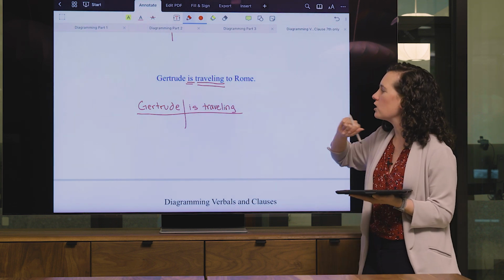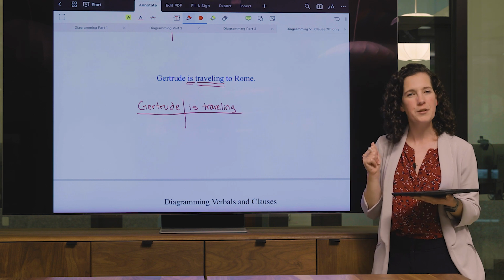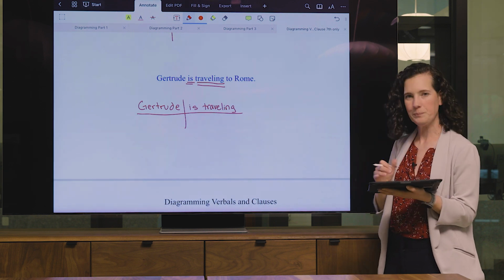So in this case, traveling is just a verb. To Rome is a prepositional phrase that describes our verb, but we haven't gotten to that yet in your lesson, so we're going to leave that out.